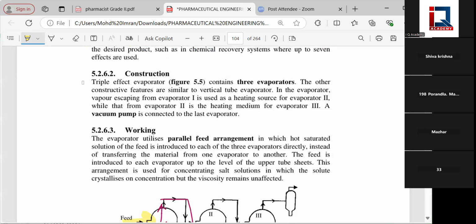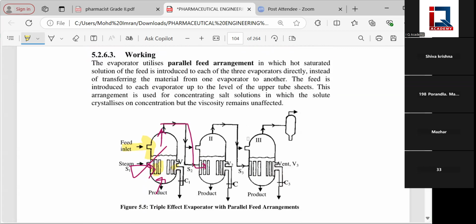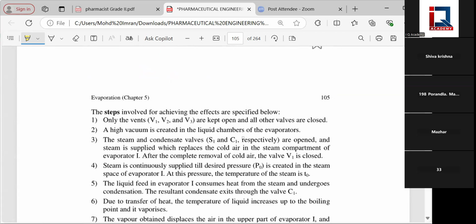Construction, very simple. In triple effect evaporator, as we are using three, it contains three evaporators. Construction as shown in the figure, the vapor escapes from evaporator 1 and is used as a heating source for the second evaporator, and the vapor escaping from the second evaporator is used as a heating source for the third evaporator. So vacuum is also connected to the last evaporator. Working is also the same and very simple.